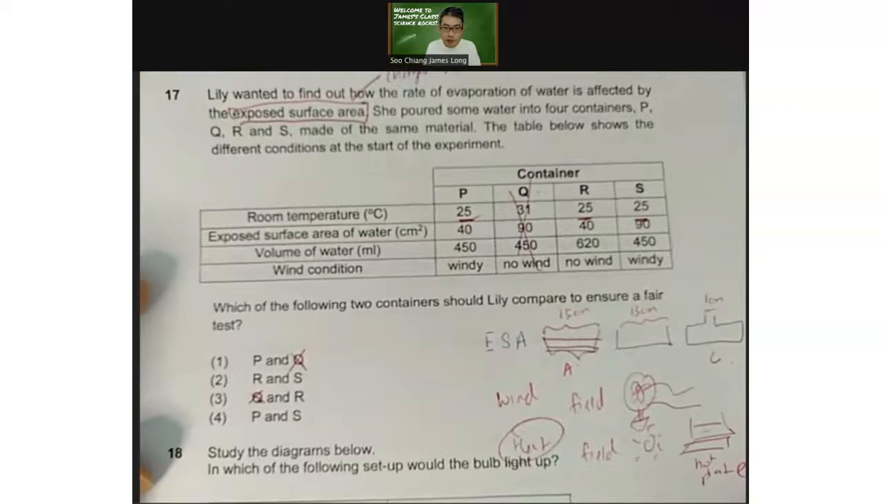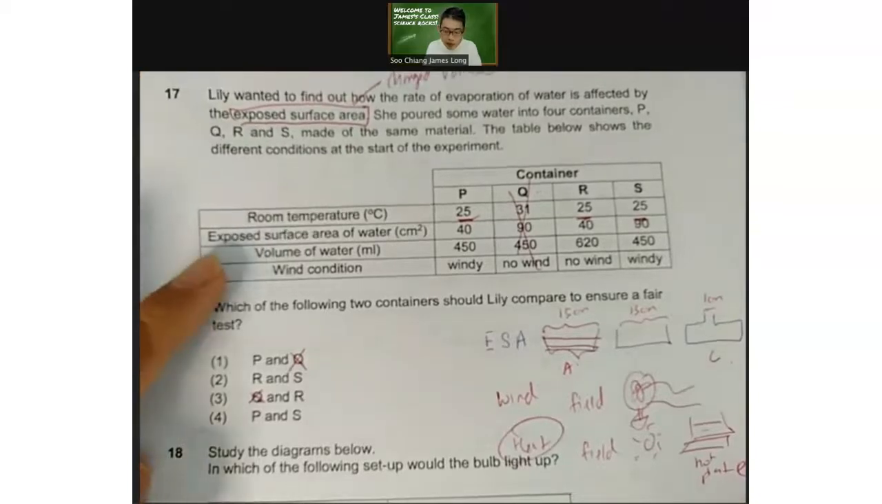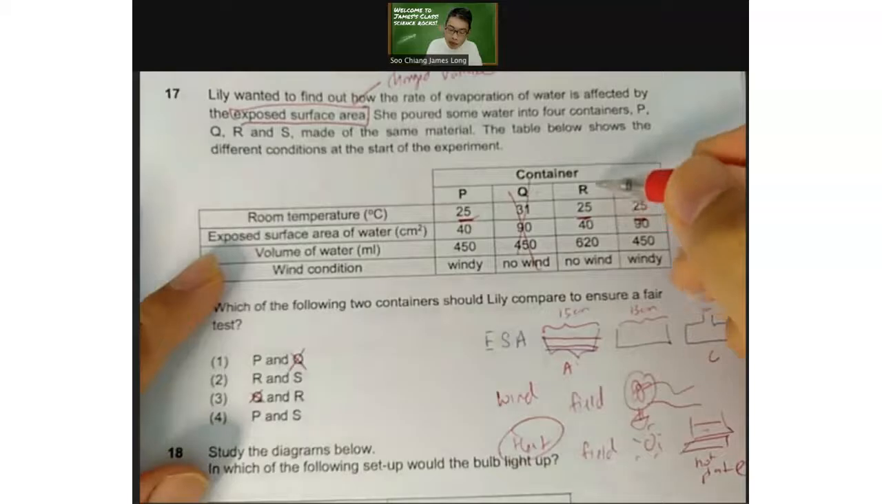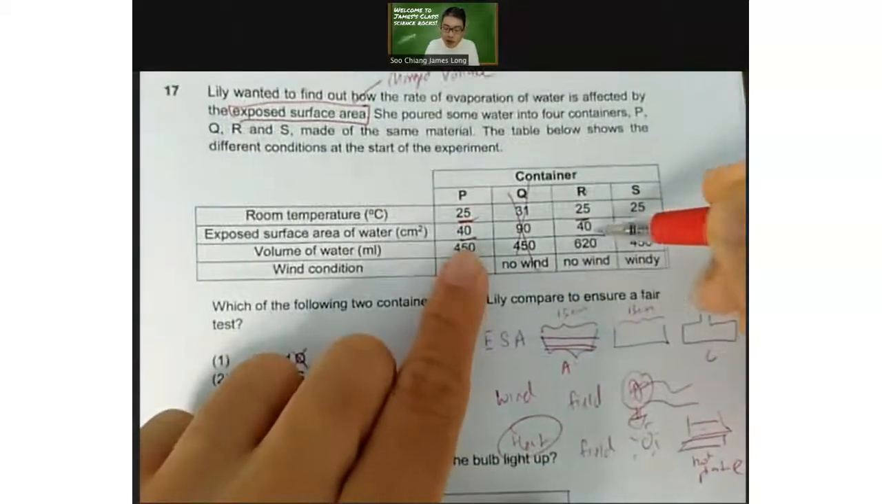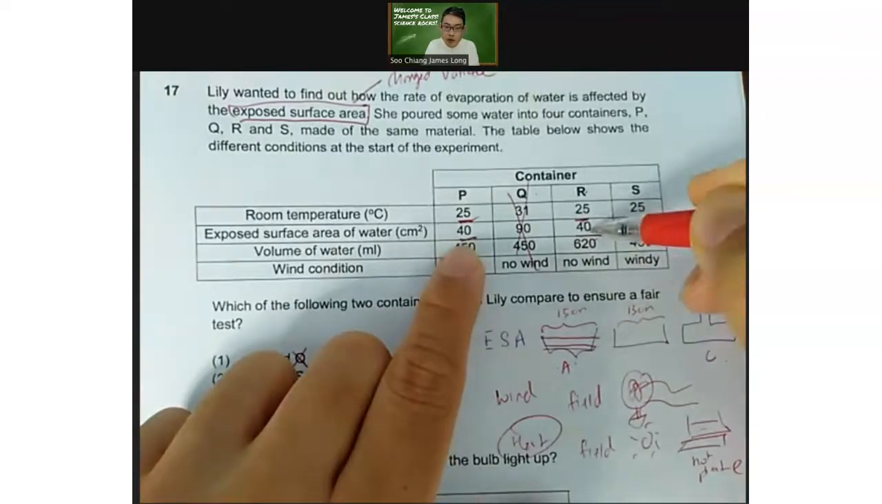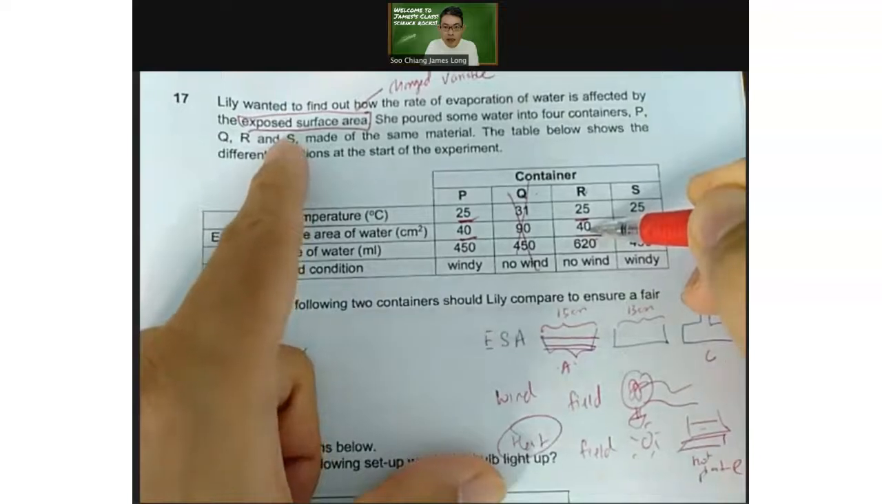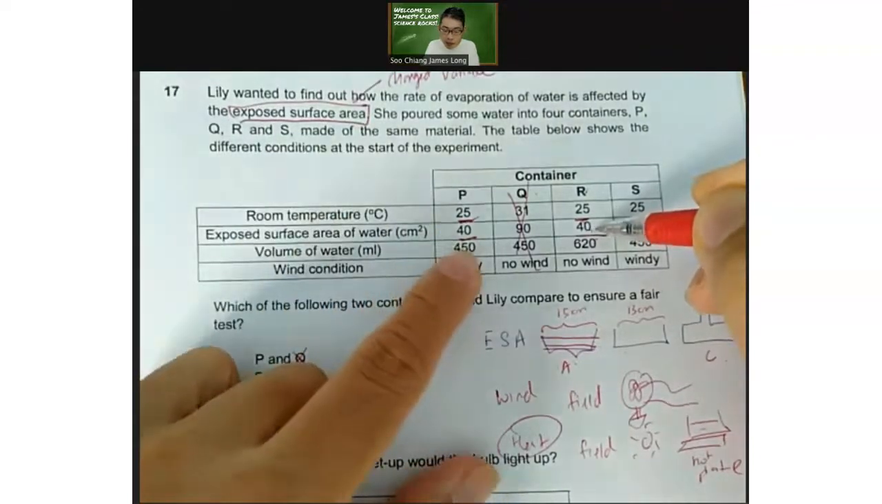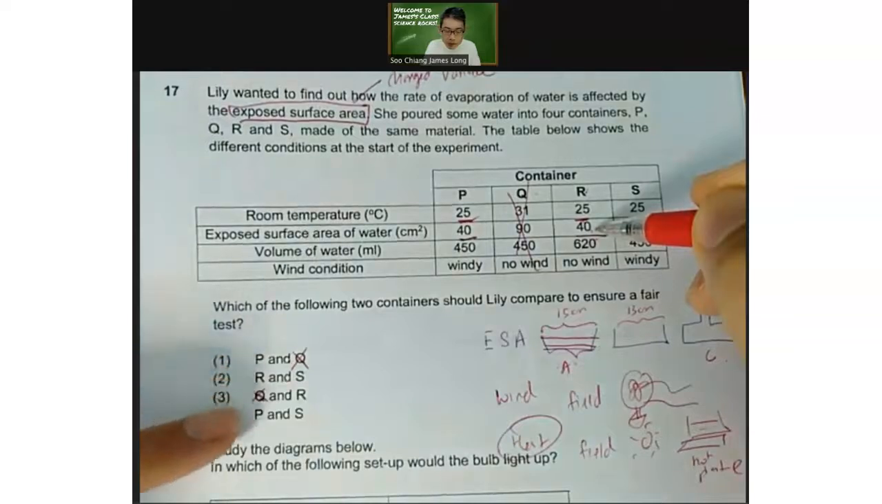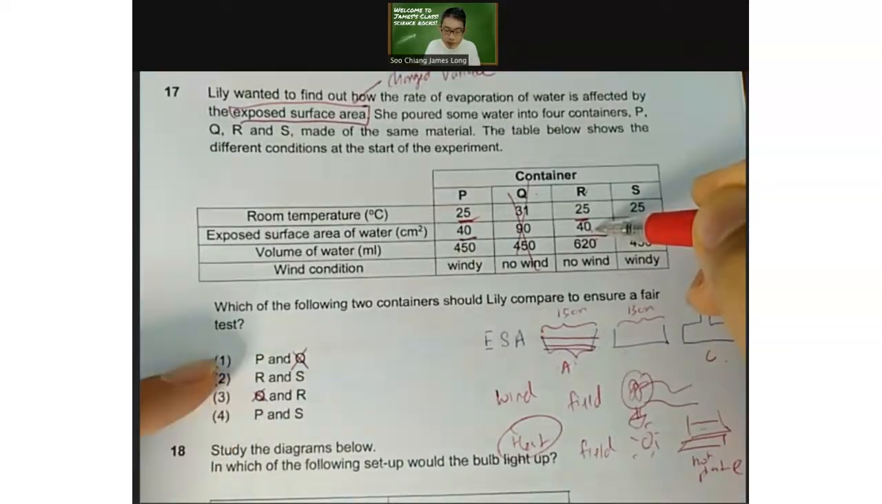Next one. Since exposed surface area, I need to look at things that are different. So we compare either R with S or P with S. I want to compare P with R because P with R is 40, 40. Exposed surface area is the same. Then there's no point, right? Because it's supposed to find out how the rate of evaporation is affected by the exposed surface area. Is there any difference in P and R? Let me see. P and R don't have, okay.